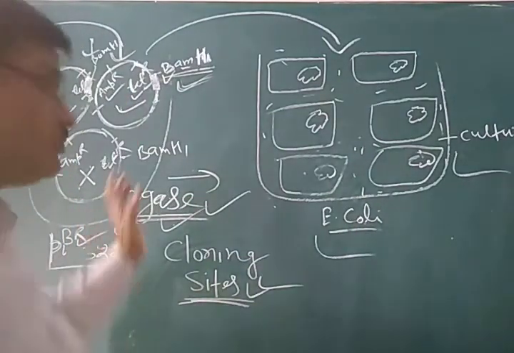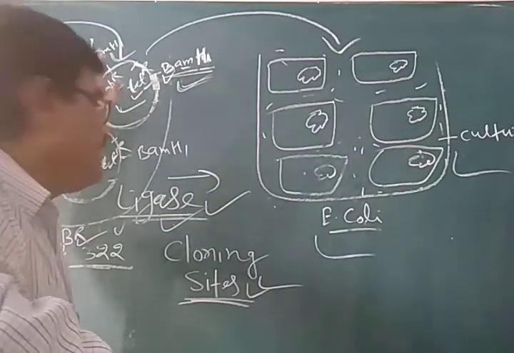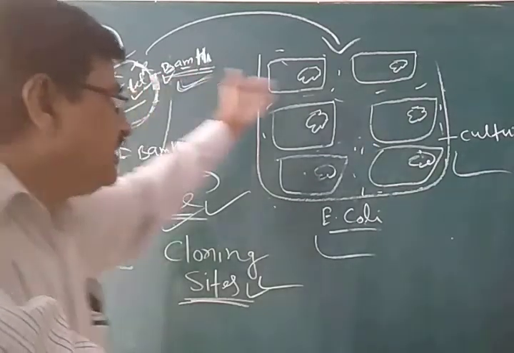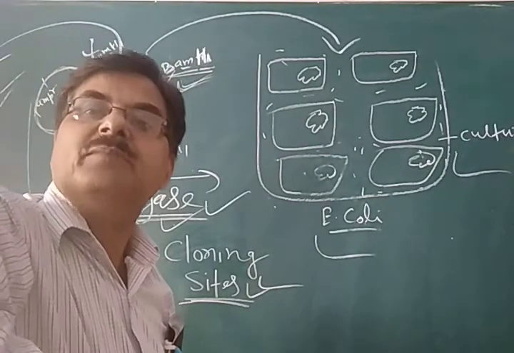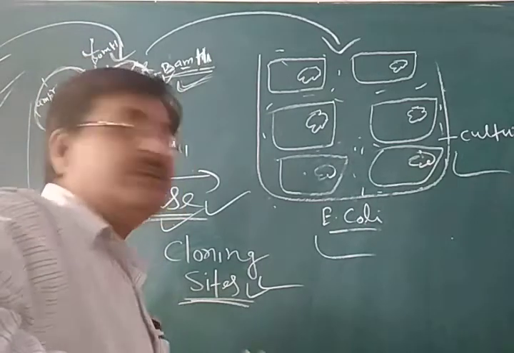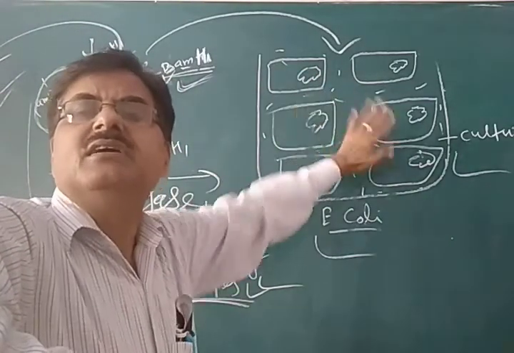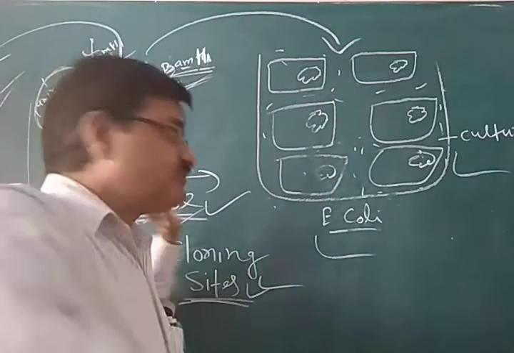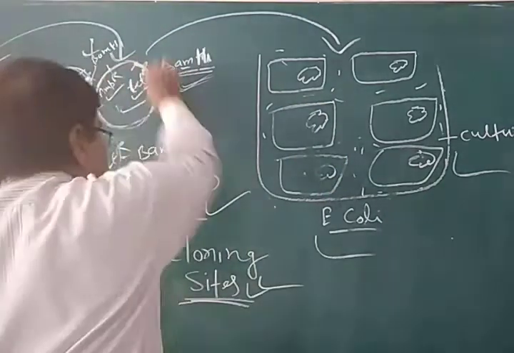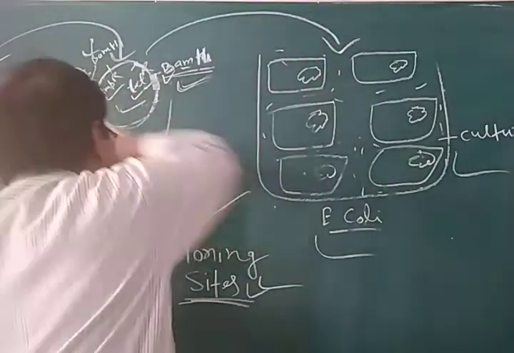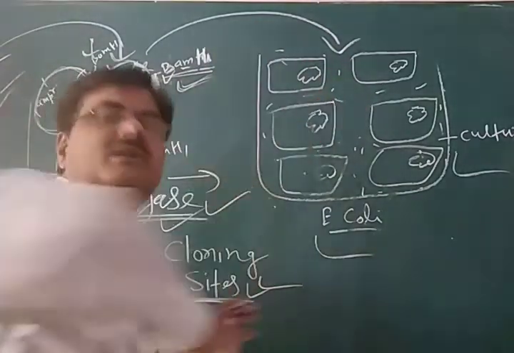For what? To introduce this recombinant DNA into the bacteria, into the E. coli. Because for the expression of the alien piece of DNA we require a host. So these are the host. Now we transfer this recombinant cloning vector into the culture medium.